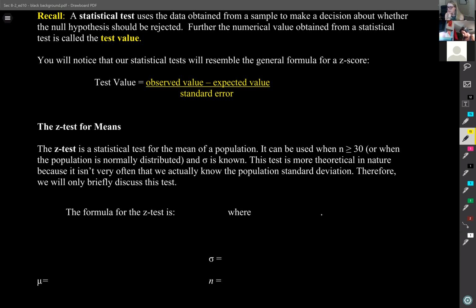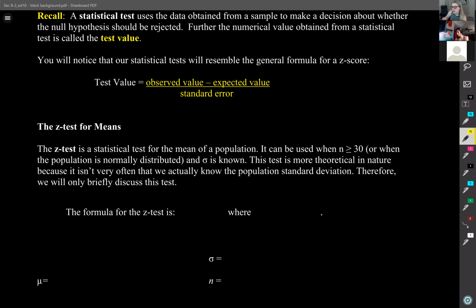So this test is, like it says, more theoretical in nature because if you think about it, it's not very often that you would know the population standard deviation. If you think about your projects, whatever your research question is, maybe your population is just college students. Maybe you're going for GPA of college students. There is no way that you would know the standard deviation of the GPA of all college students.